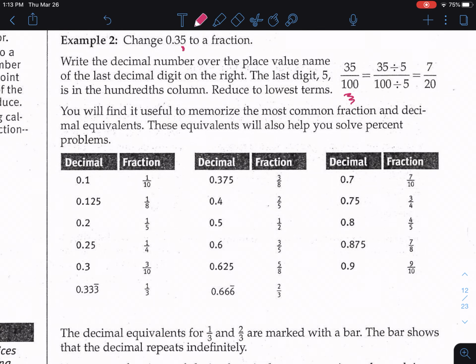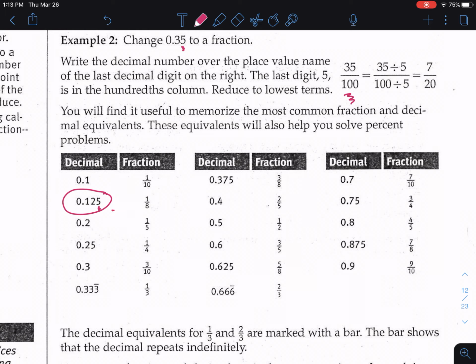Here are some equivalents to kind of help you get started. For example, this one right here, this 5 is in the thousandth, so it would be 125 over 1,000. And if you put that in your calculator, it would reduce to 1/8. That's where they got that 1/8 from.